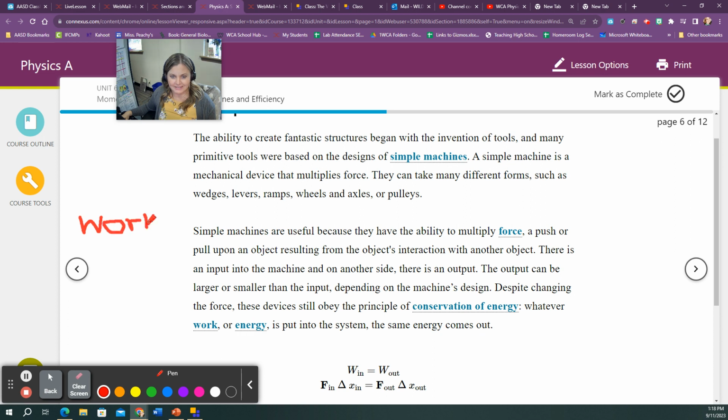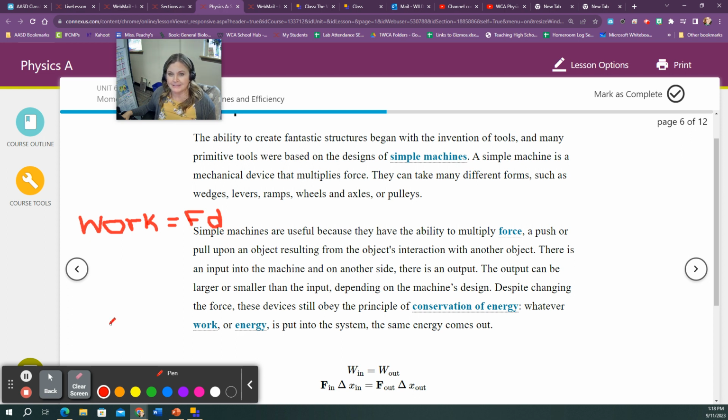Work is equal to force times distance. You may have seen this before in physical science as well. That is the force that is applied in the direction of motion. So if I'm pushing a box along a floor, I'm pushing it with a force over a specific distance. I'm doing work on that box.